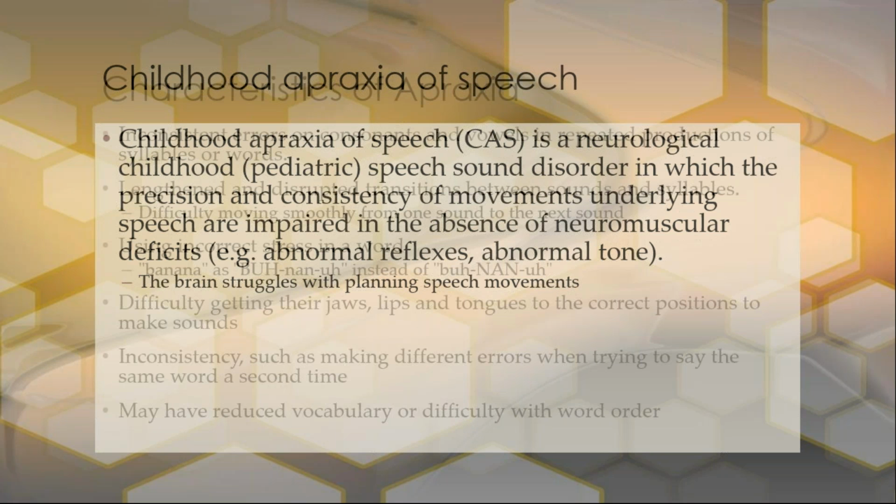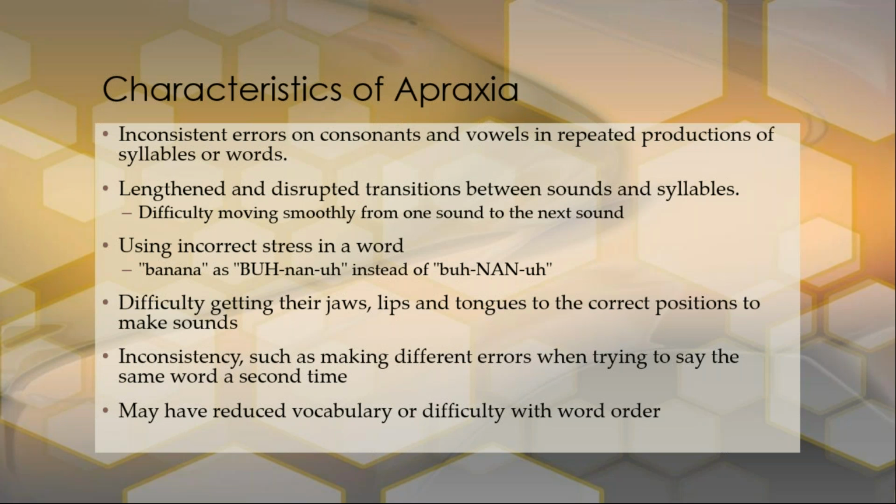And some characteristics of apraxia might be inconsistent errors on consonants and vowels in repeated productions of syllables or words. There might be lengthened and disrupted transitions between sounds and syllables. So someone might have difficulty moving smoothly from one sound to the next. They might put an incorrect stress in a word. So instead of saying banana, like we normally say, they might say ba-nana. So they're putting the stress on an incorrect part of the word.